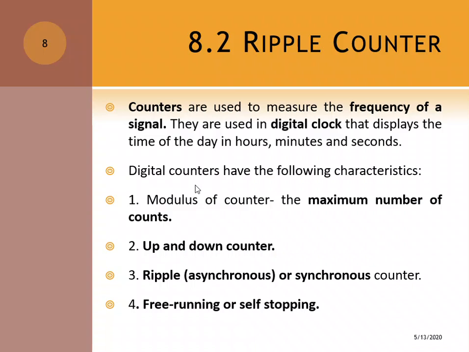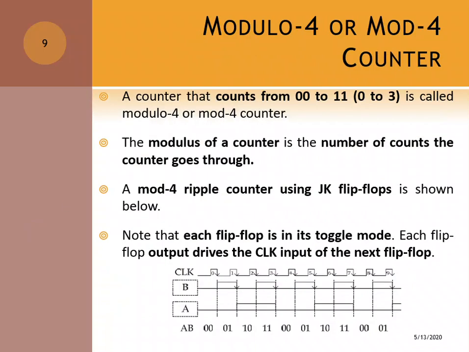Okay. So first, we are going to see modulo 4 or mode 4 counter. Okay, modulo 4 or mode 4 counter, a counter that counts from 00 to 11. Okay, means 0 to 3. The modulus of a counter is the number of counts the counter goes through.